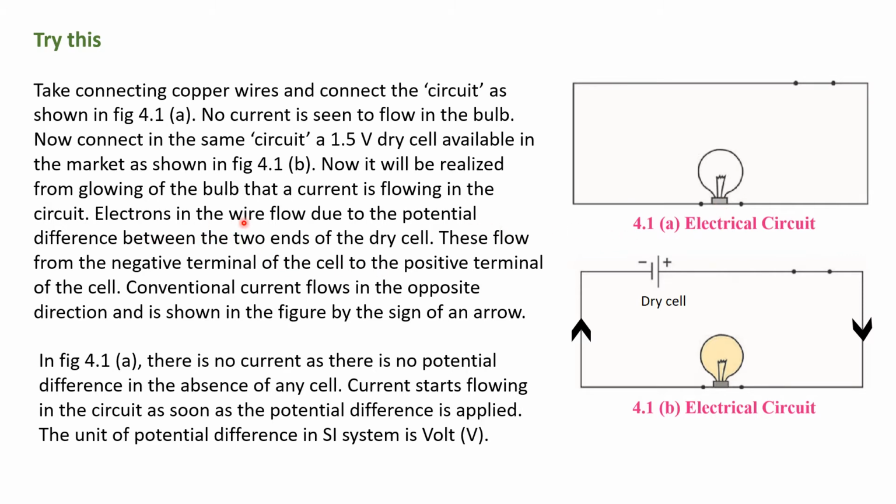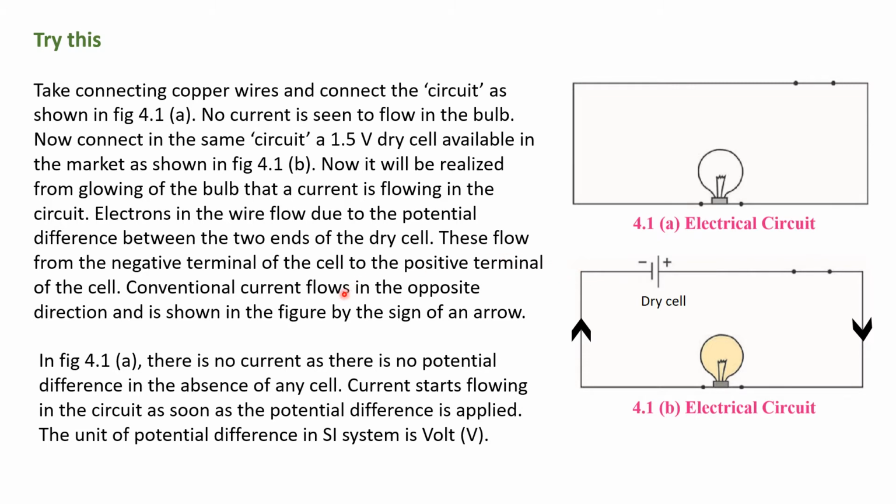The electrons in the wire flow due to the potential difference between the two ends of the dry cell. Means in the first picture we are observing that the dry cell is not connected, and in the second picture the dry cell is connected in the circuit. Because of the dry cell, electrostatic potential is created in the circuit. Means the potential difference is necessary for the flow of electric current.